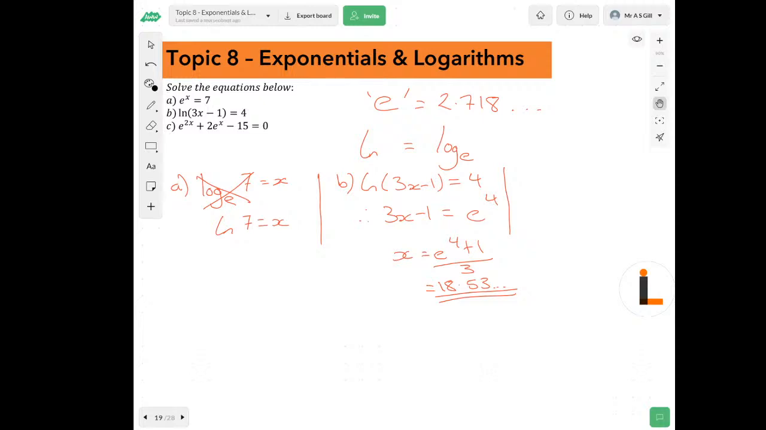So part B there, we've gone through and written up the rest of the solution. Firstly, rearranging for x and then just plugging into a calculator to find the answer, 18.53, which we then just round to an appropriate value.